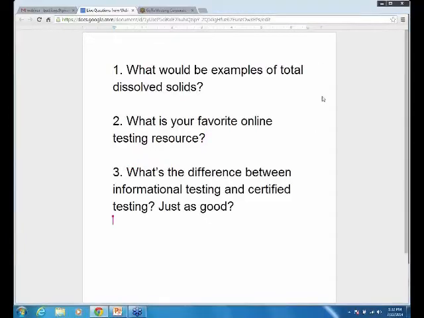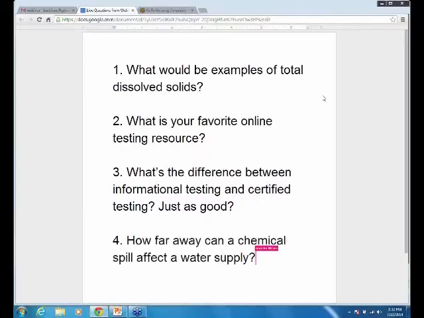Go ahead. This is Jeremy Overman. The first question is, what would be examples of total dissolved solids? Total dissolved solids is a measurement of all of the minerals that are dissolved in the water. So it could be one or a combination of things.